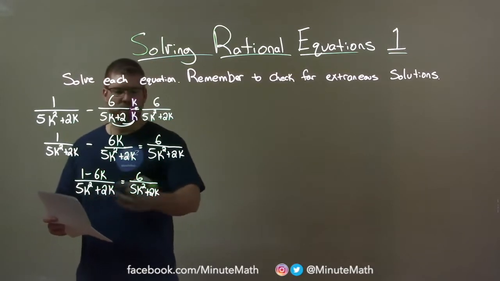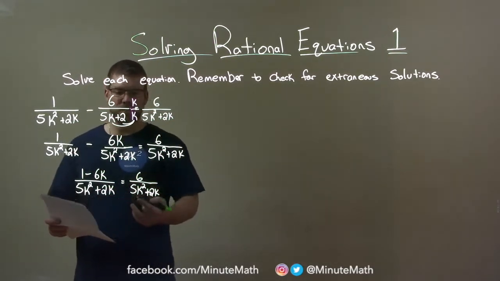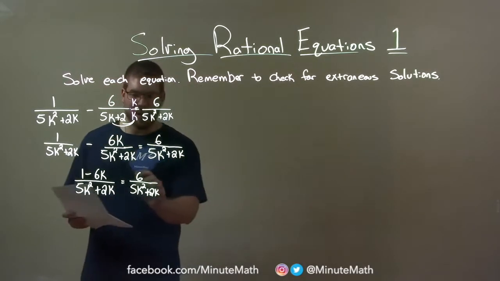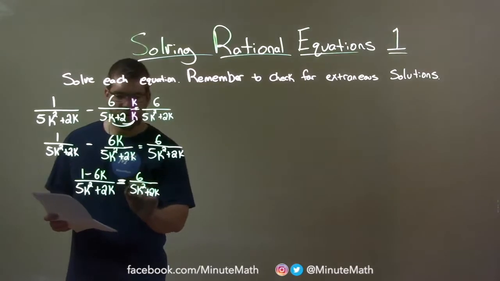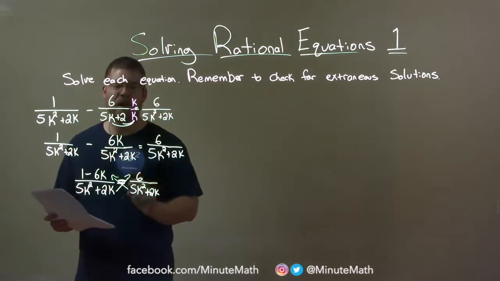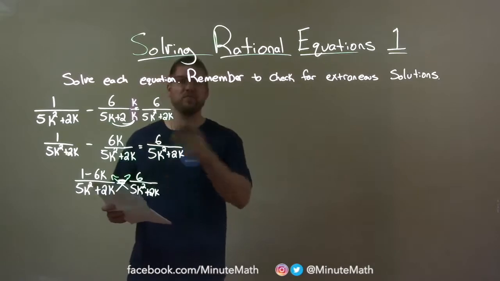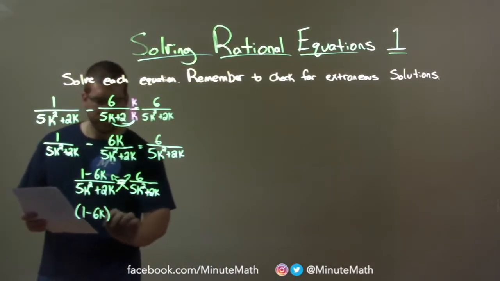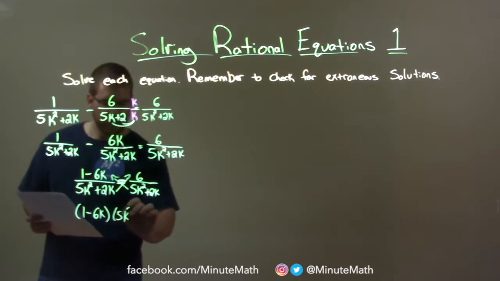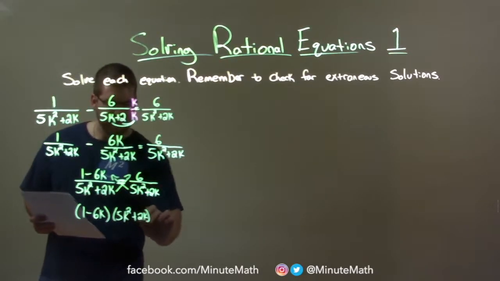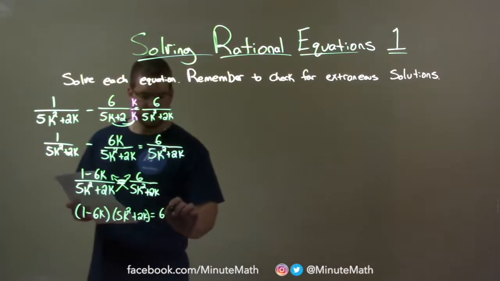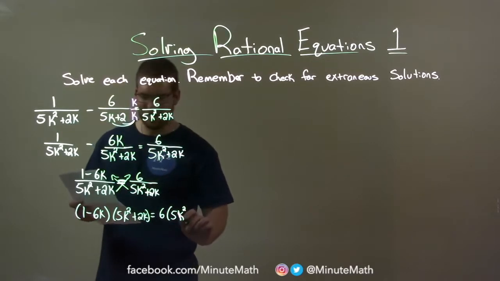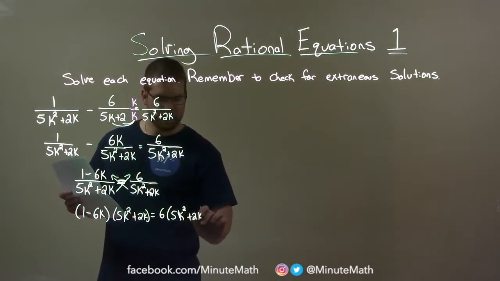When we cross multiply here, what that's going to do is help us get our final variable by itself. So in doing so, I'm going to cross multiply, but notice the way I do it. I'm not actually going to FOIL or distribute. I'm just going to leave it here as 1 minus 6k times 5k squared plus 2k equals the right-hand side, 6 times 5k squared plus 2k.